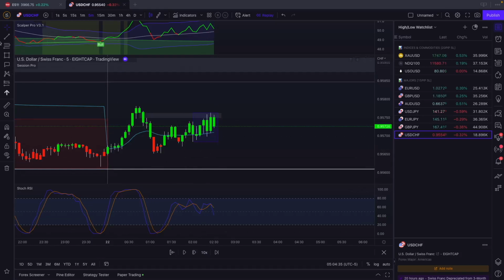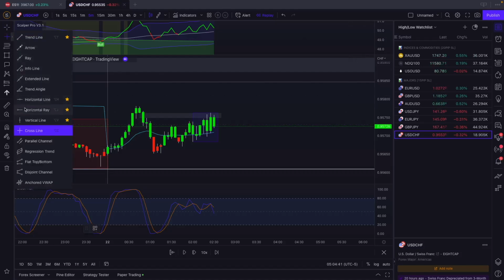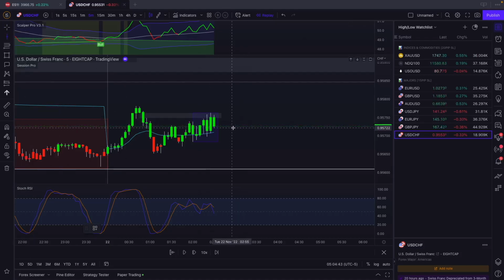We're not participating. All I'm going to do now is line up a vertical line right here. Vertical line at 3 a.m., at 3:15, and at 4.